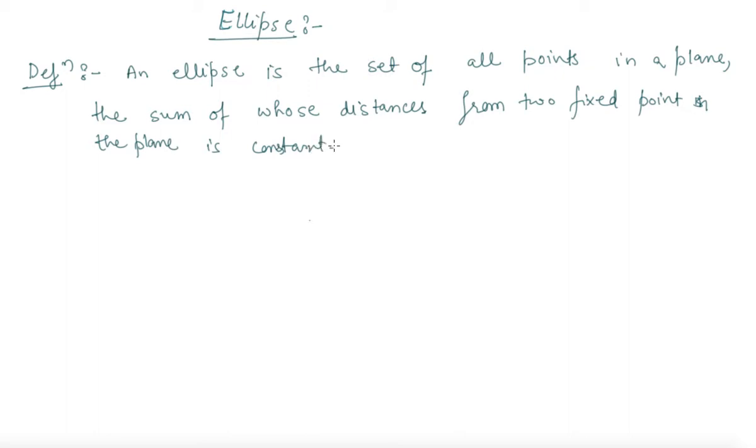Okay, so let us say these are the 2 points. Let me give the name of these 2 points as f1 and f2. Okay, so from the definition you can see that it is the set of all the points in a plane whose distance is from two fixed points. Let's say this is 1 point. Okay, so r1 plus r2 always remains constant.